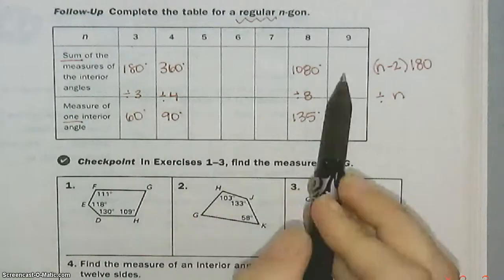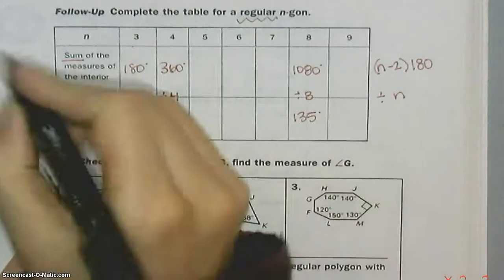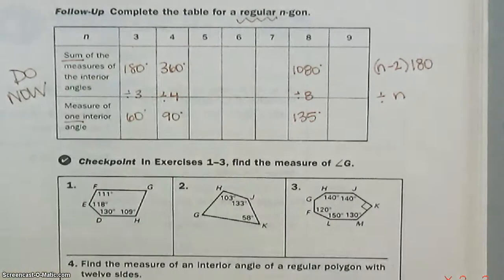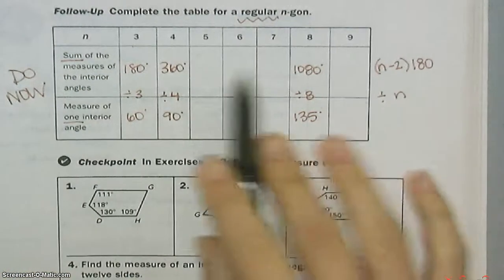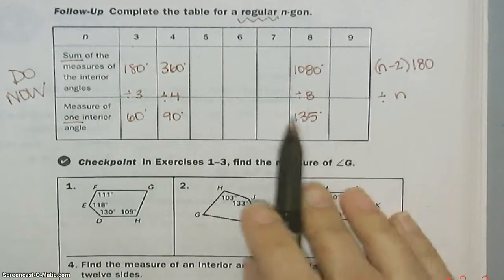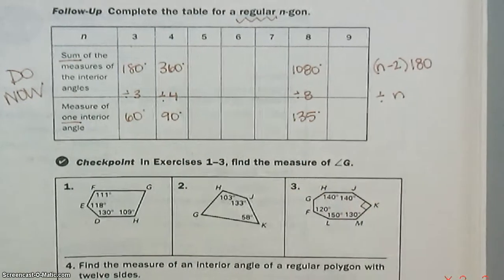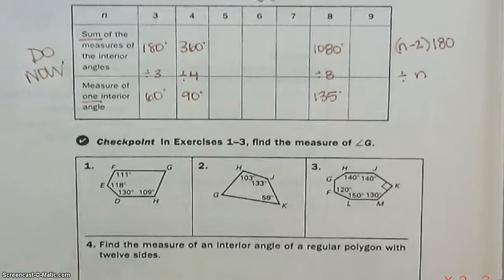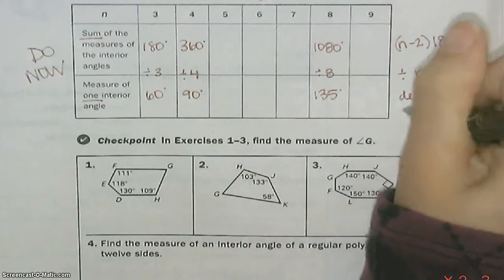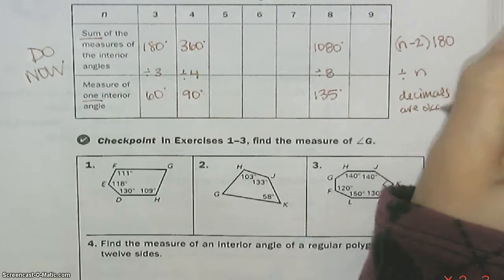So I want you to finish this. Use this formula to get this answer, and then divide by the number of sides to get this answer. And it's okay if you have decimals. Decimals are okay.